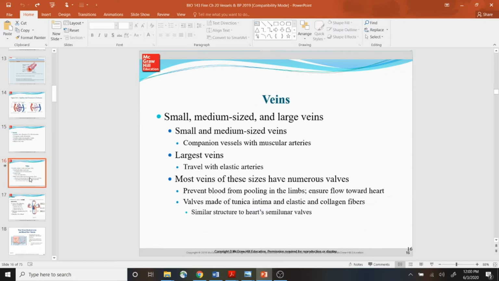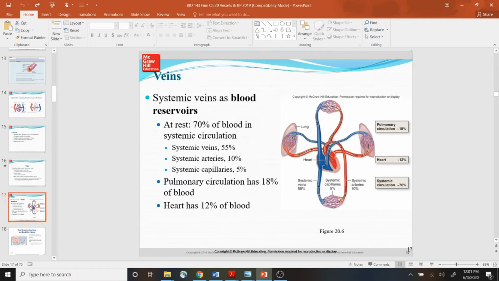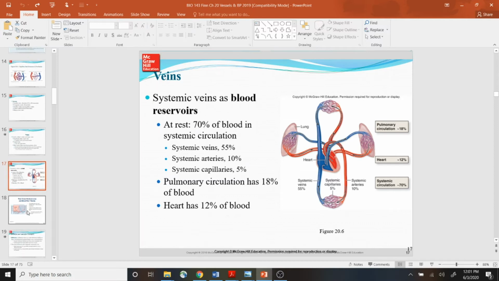Now, when you look at the larger veins, most of my medium-sized and larger veins have the valves in them. The small veins, not so much. And we'll talk about why the valves are important as we get into blood pressure and blood flow. And we talked about the fact that veins were blood reservoirs, so I'm not going to go through that again.